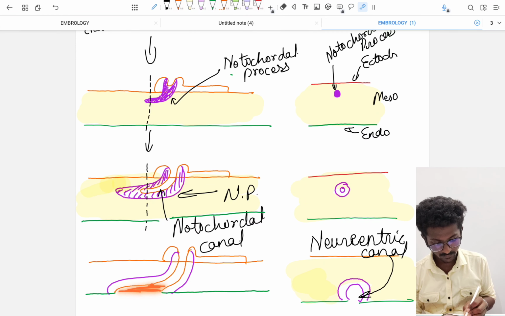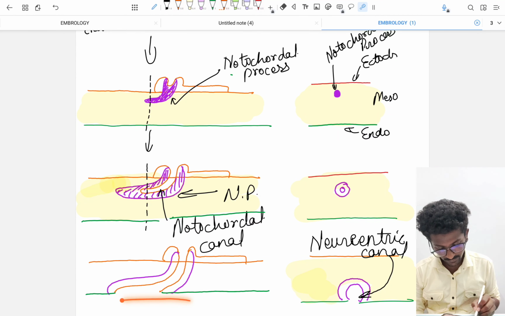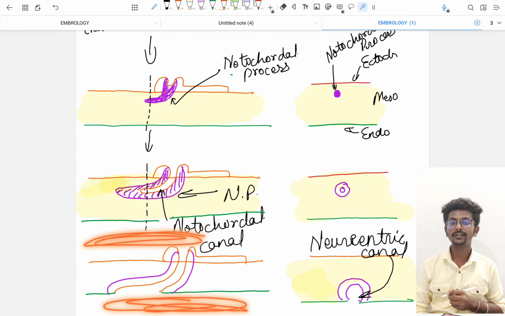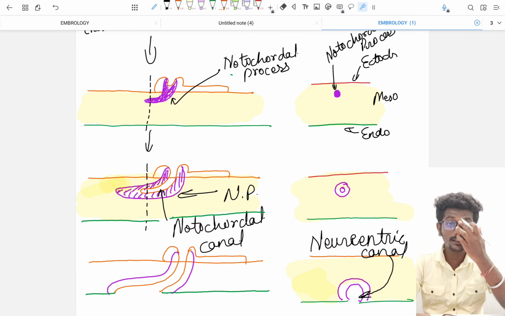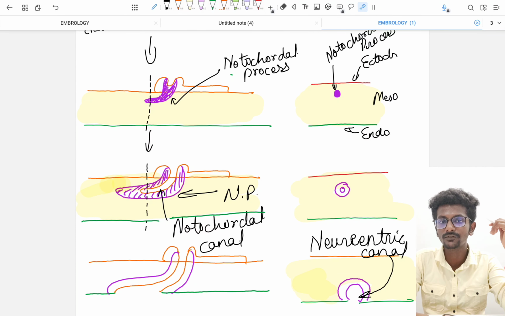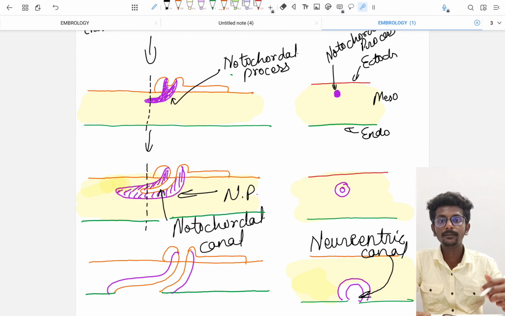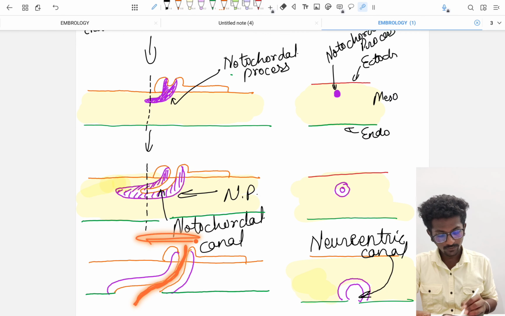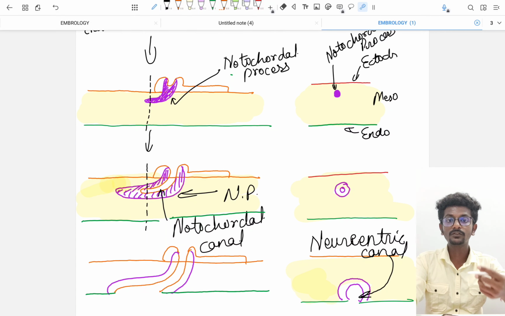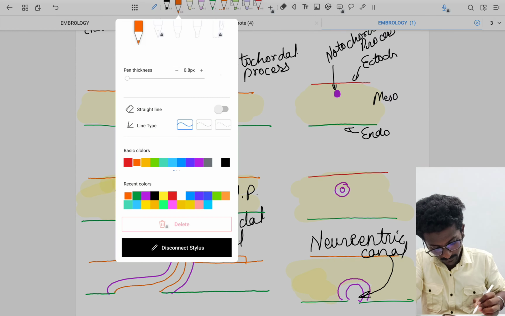Now this is called the neuroenteric canal, and this neuroenteric canal forms a direct connection between the yolk sac and the amniotic cavity, because this is the ectoderm. Earlier it was epiblast, and epiblast was surrounded in the upward direction. It had the new amniotic cavity, and this was the endoderm. Earlier it was the hypoblast, and below the hypoblast we had the primary yolk sac. So now a direct connection is formed between the amniotic cavity and the primary yolk sac, and this is called the neuroenteric canal. This is the same neuroenteric canal.